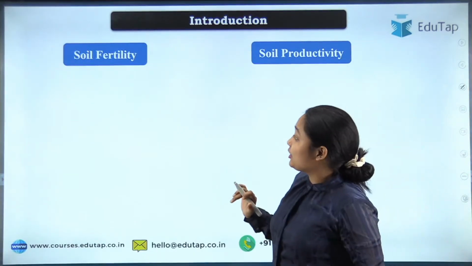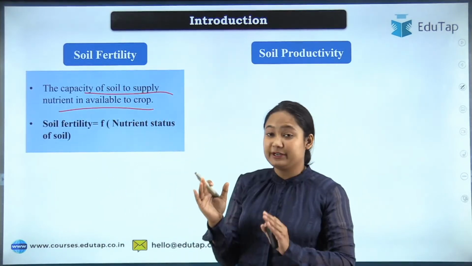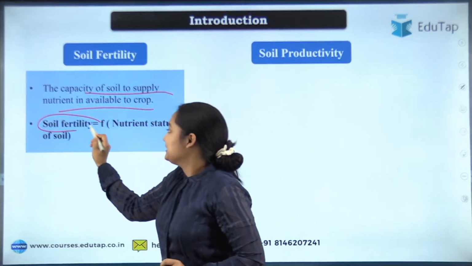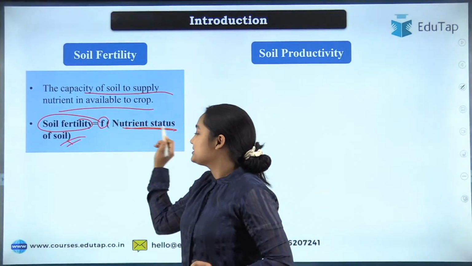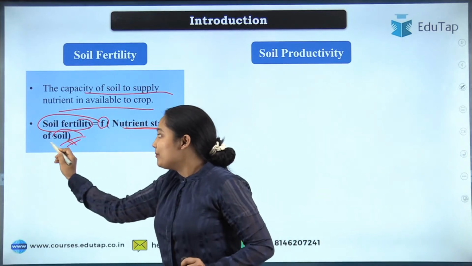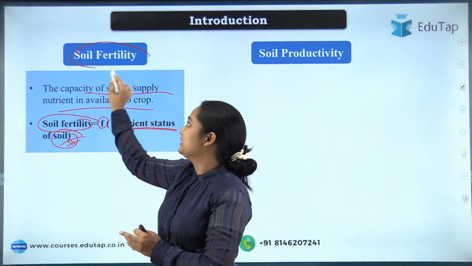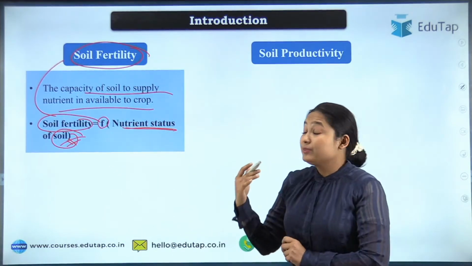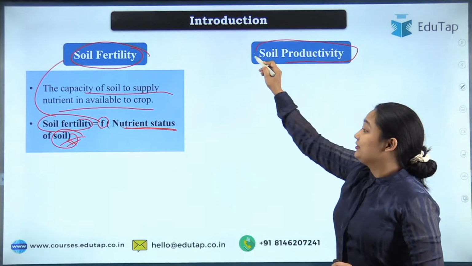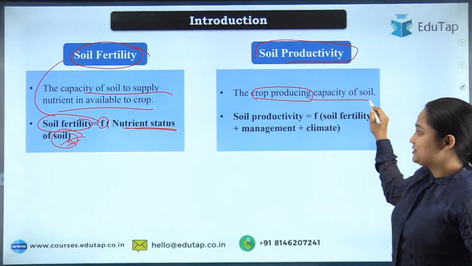So we will say that soil fertility is the capacity of soil to supply available nutrients. That's why we say soil fertility is a function of the nutrient status of the soil. That means how much nutrient is there in the soil affects the soil fertility. Okay, this one factor is enough for soil fertility. Now we are moving to soil productivity. Soil productivity is the crop producing capacity of the soil.